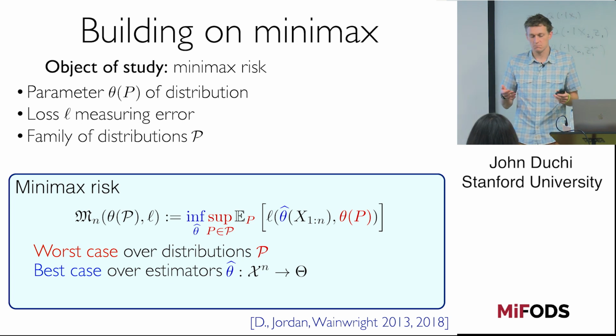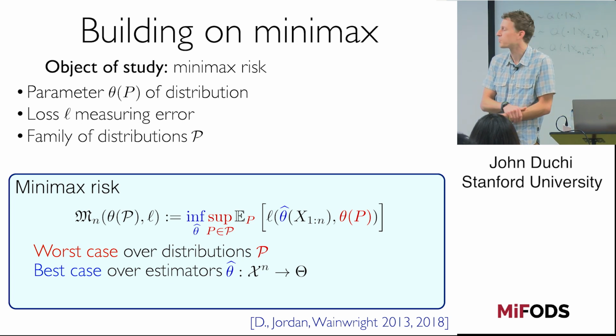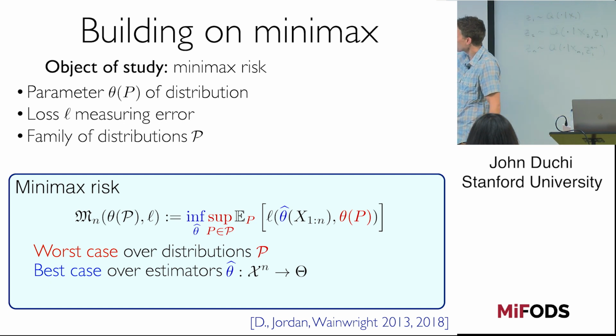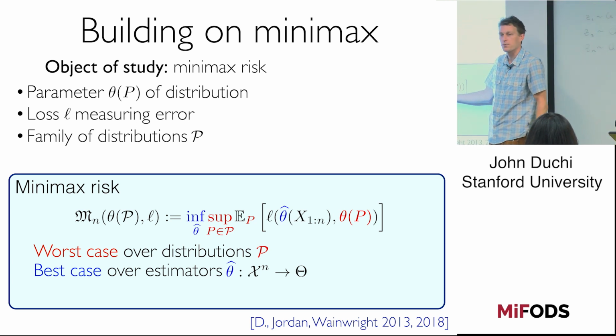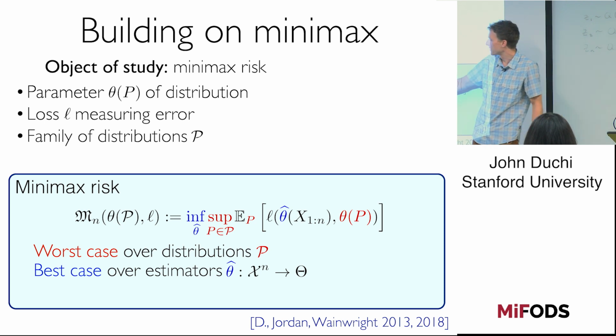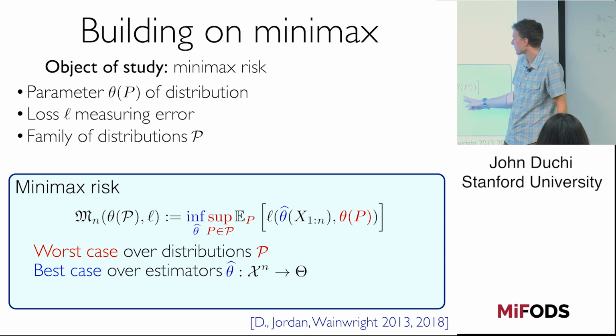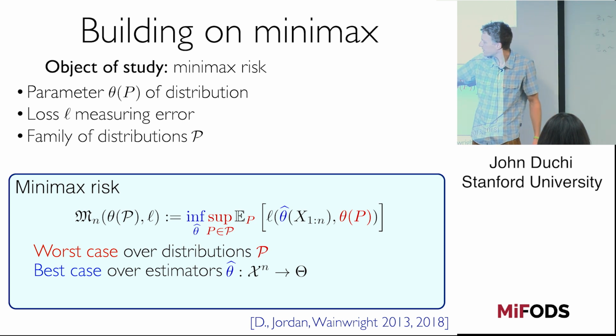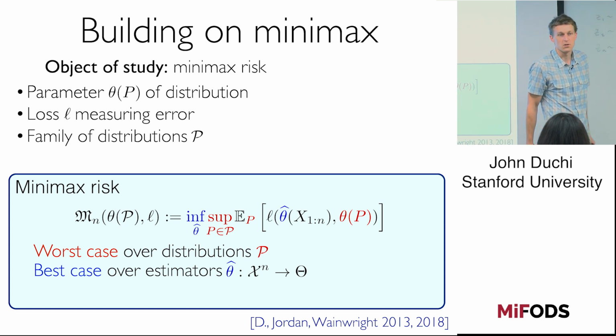And so the first thing you might do is say, well, let's build on this minimax principle and try to do it for privacy. So you start off with your minimax risk, right? You have your family of distributions P, some loss, and your parameter that you care about estimating. The minimax risk, given a sample of size n, is you say, let's look at the worst case expected loss. And then we're going to take the best estimator for this worst case loss.